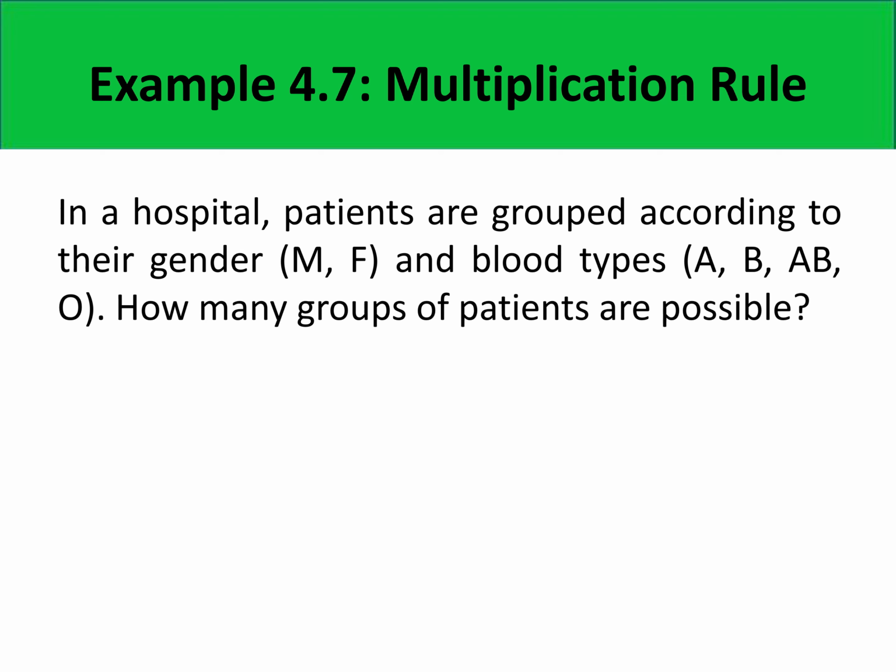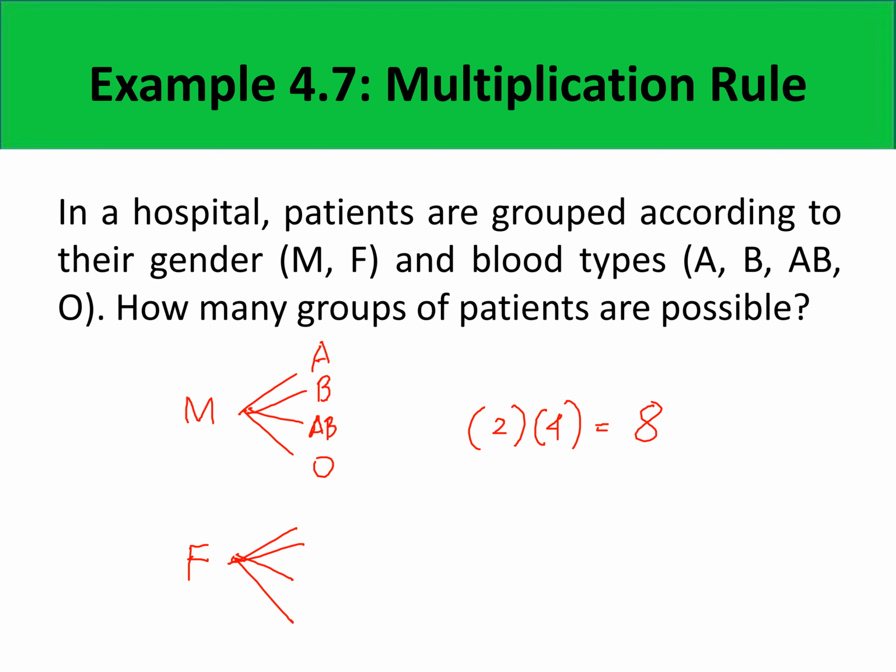Another example: in a hospital, patients are grouped according to their gender, male and female, and blood types A, B, AB, and O. How many groups of patients are possible? So in this case, we have 2 genders, male and female. Each of these genders would branch out into the 4 different blood types, which correspond to A, B, AB, and O. Using the multiplication rule, we have 2 times 4 equals 8 different groups of patients that are possible.